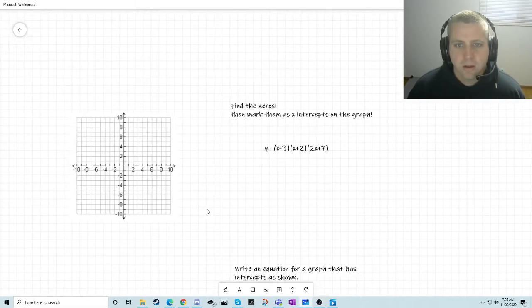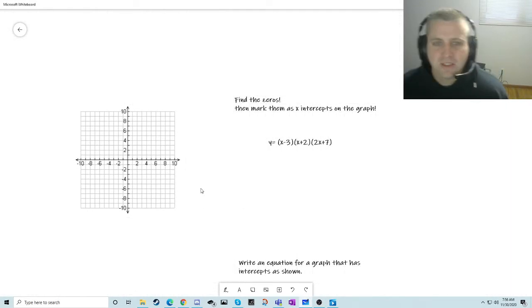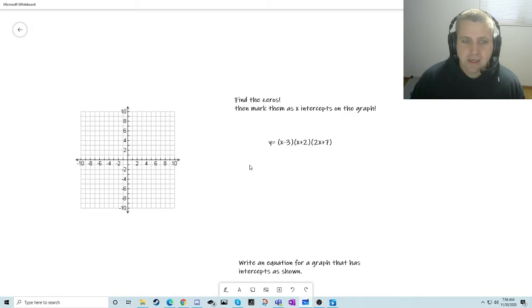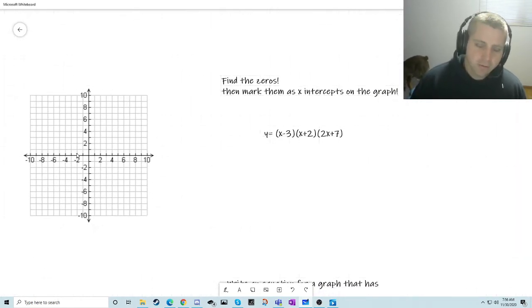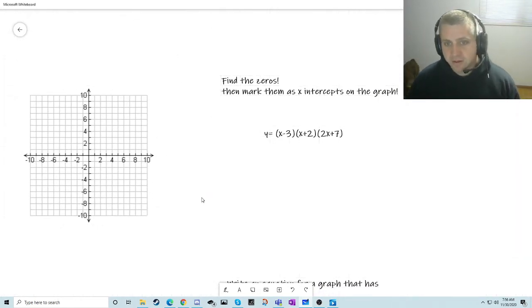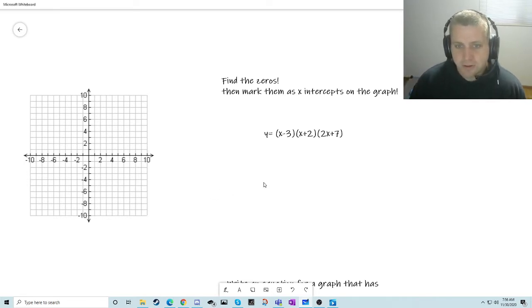Hey everybody. So today we're going to be talking about finding the zeros, which means we're going to find out what makes this whole function equal to 0 right here. And then we're going to mark them as x-intercepts on the graph, because zeros and x-intercepts are the same thing. We'll also do the same in reverse.